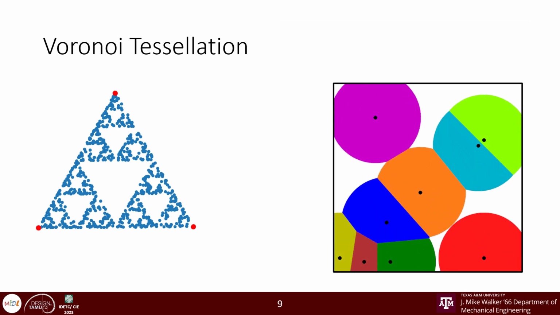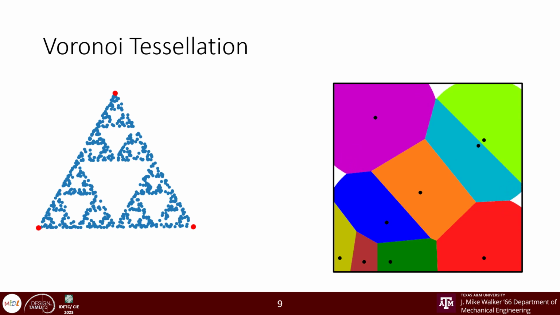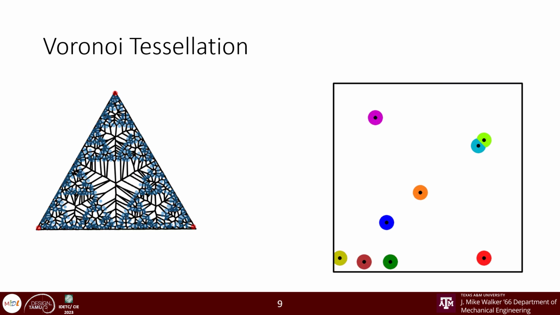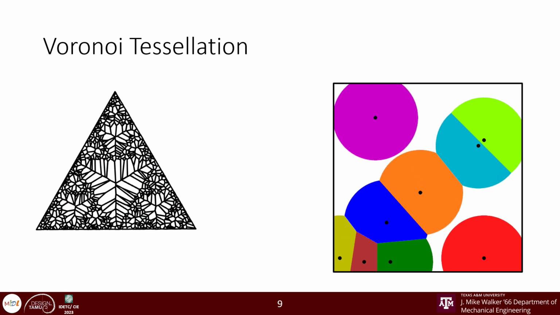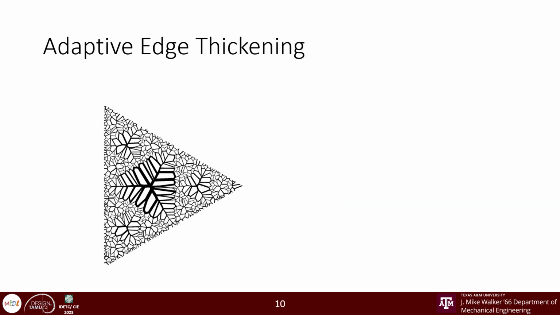A Voronoi tessellation starts with a set of points, often called Voronoi sites, which create cells where every point in a cell is closest to that cell's original seed point. Another way of visualizing this is with these circles, expanding from points until they collide with one another. In order to generate the final structure, our final step is to thicken the edges of the Voronoi tessellation.